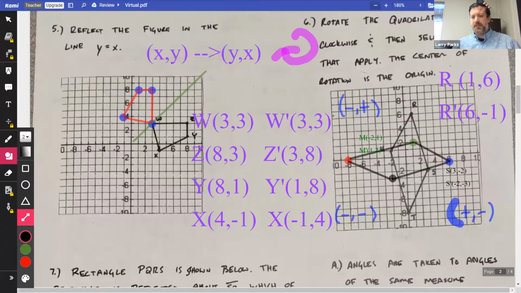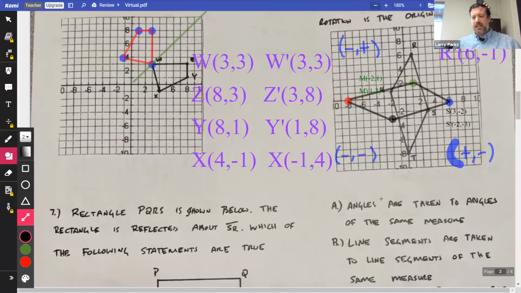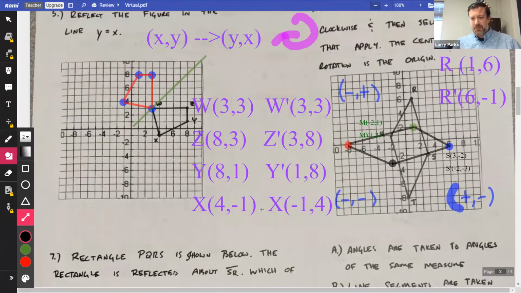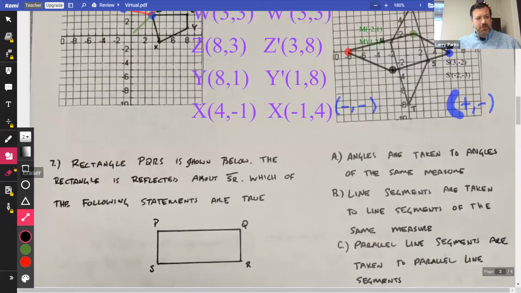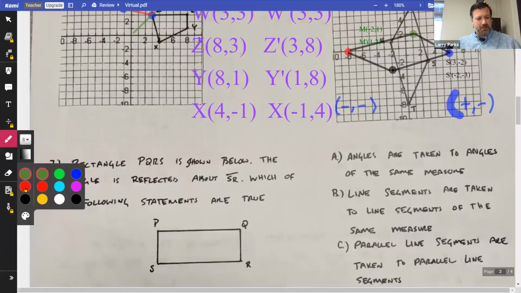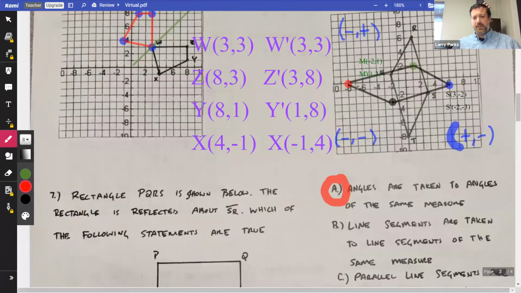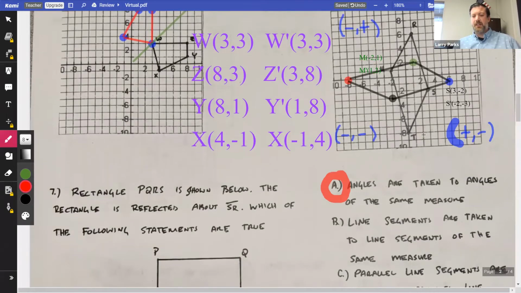Oh, we're just supposed to answer the question. Angles are taken to angles of the same measure. Is that true or false? That is true. Whatever this angle was here, when it went over here, it's the same angle. When you turn something, angles stay the same.